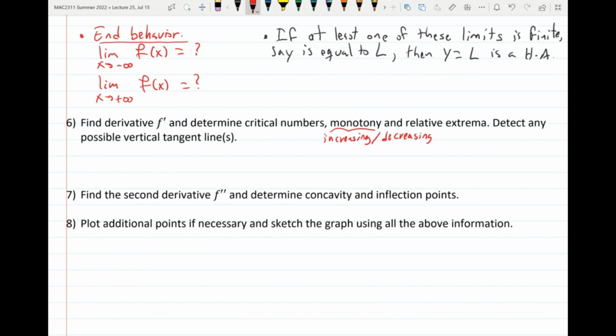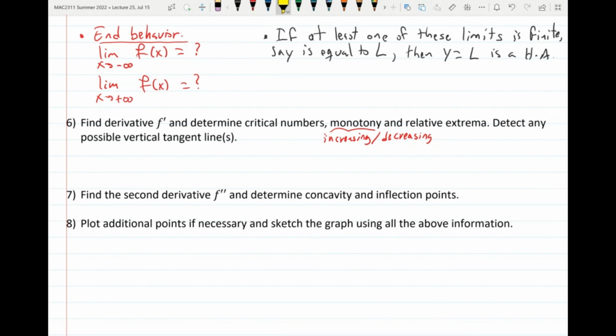Also at this point, once you take the first derivative, you want to see if we're going to have any possible vertical tangent line. We haven't mentioned this in class since we talked about vertical tangent lines right at the beginning. But basically, a vertical tangent line means you have a point on the function at which the slope is infinity. A vertical tangent line shows up whenever the derivative has a vertical asymptote.